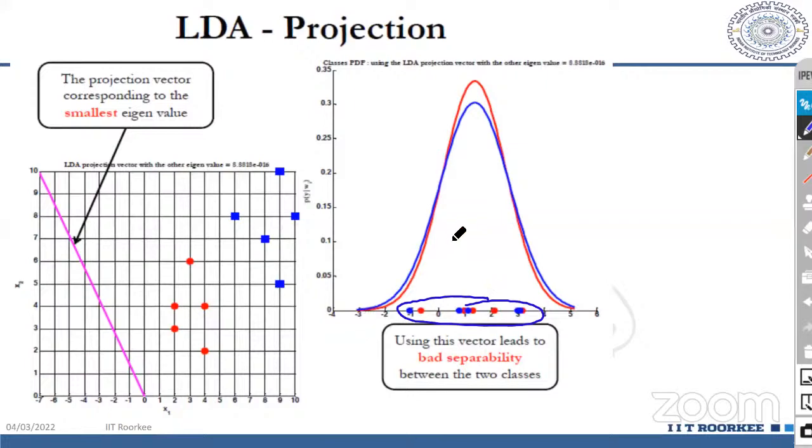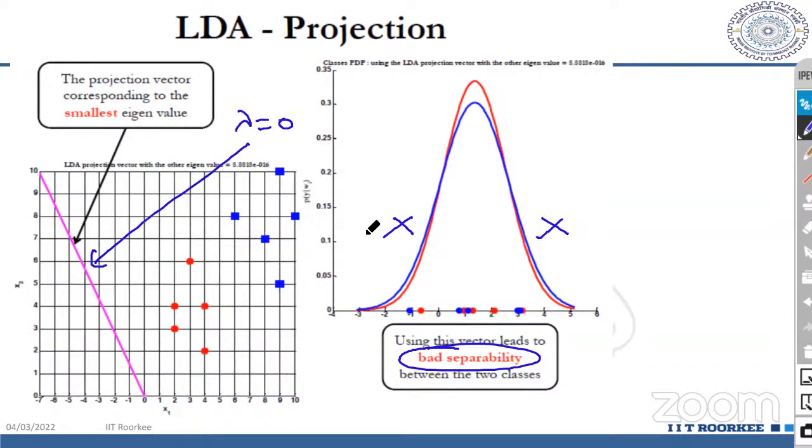Then you try to find the Gaussian: from the blue points find the Gaussian, and for the red points find the Gaussian. They are not separable. I can call this a bad separability. This is an example of bad separability. This eigenvector cannot separate the two classes. For the smaller eigenvalue lambda, I am getting an eigenvector that cannot separate the two classes.